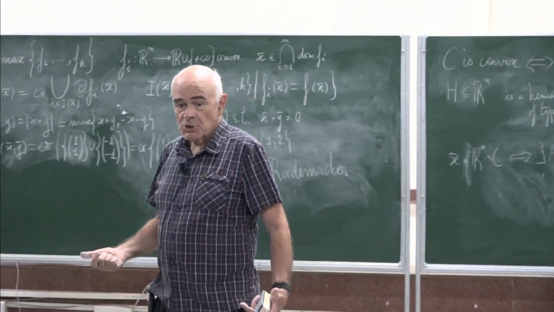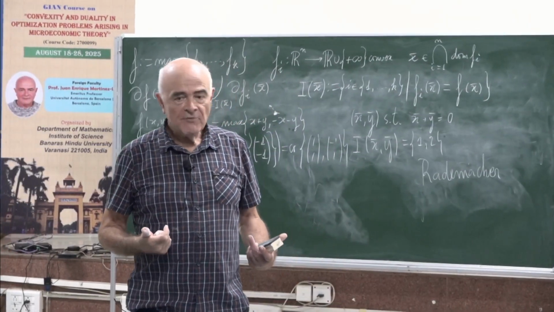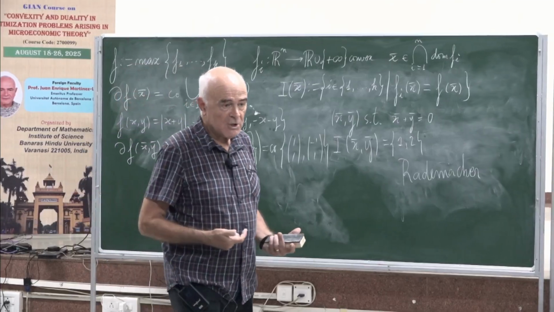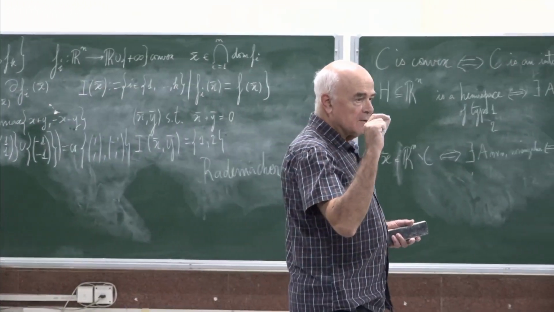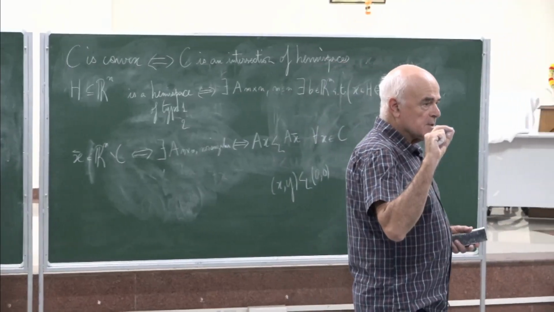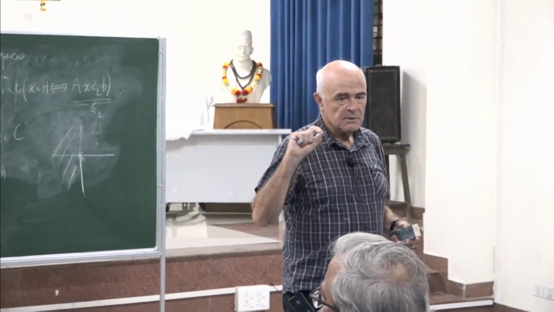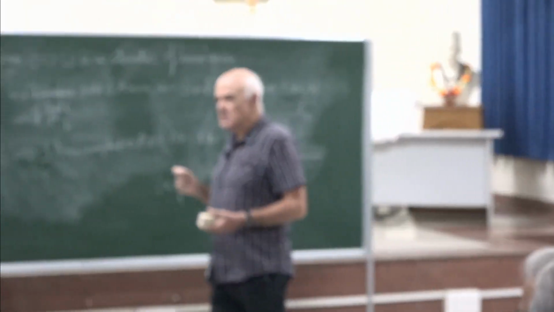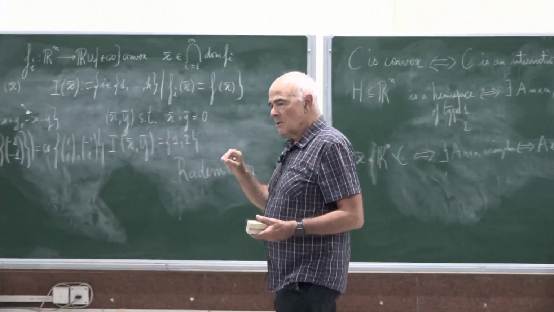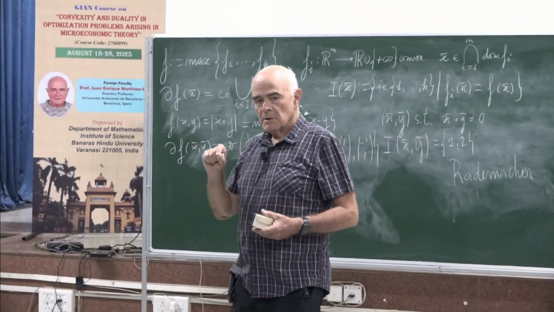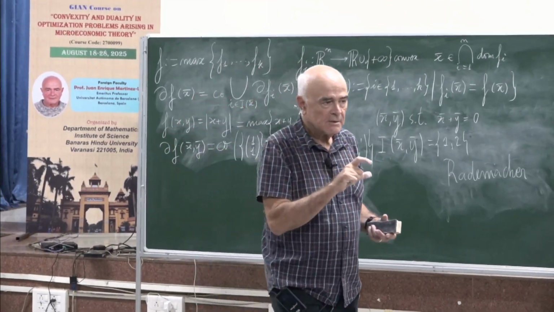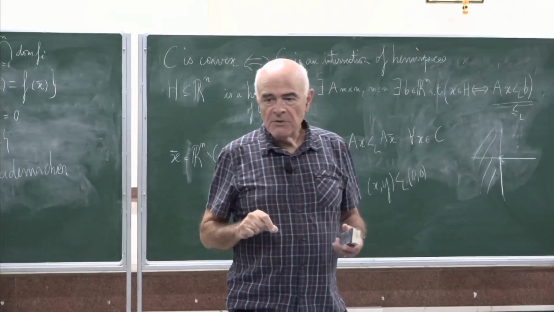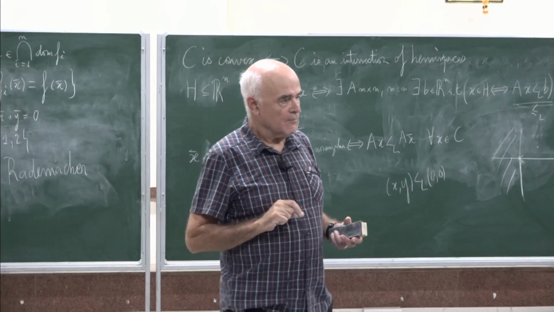Hence, convex functions are differentiable almost everywhere in the sense of the Lebesgue measure, which means, in particular, that every point in the interior of the effective domain of a convex function is a limit of points at which the function is differentiable. Okay?